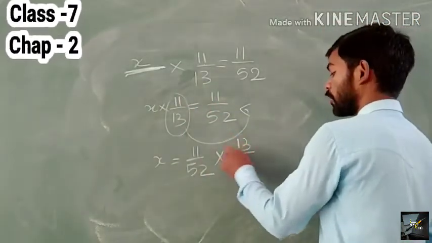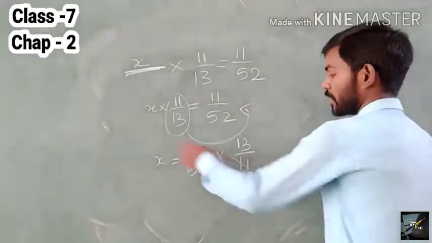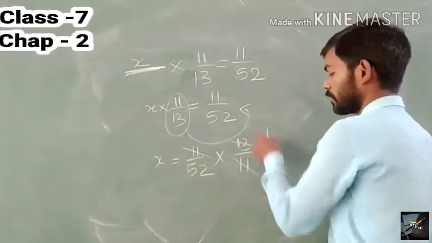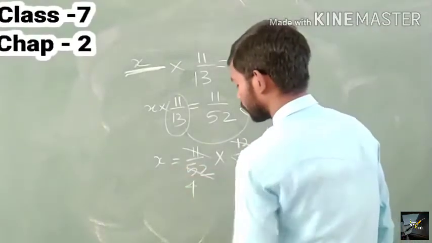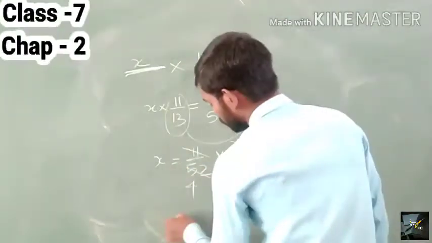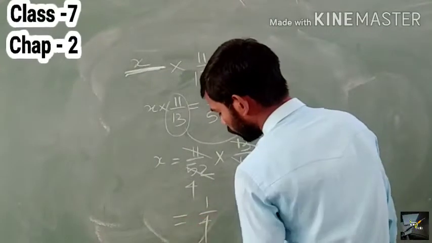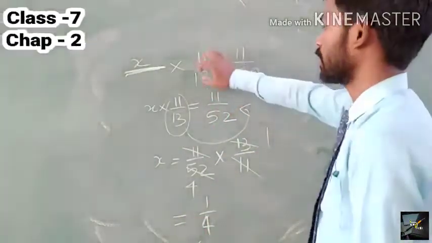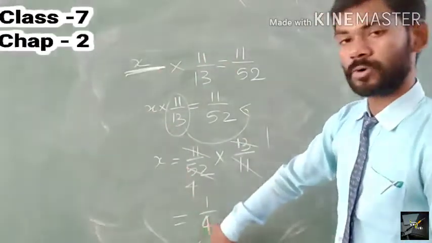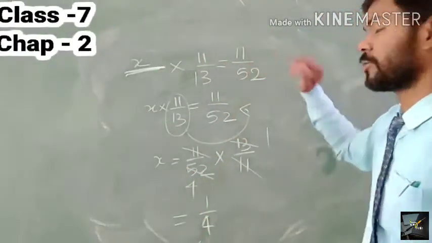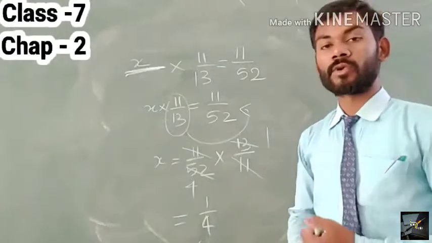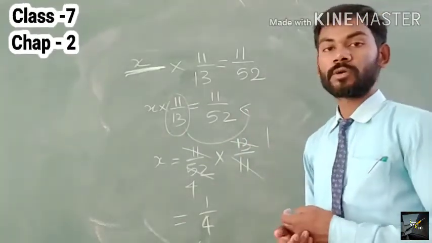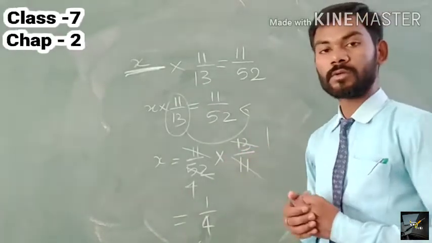Now we can see that 11 and 11 cancel out, 13 ones are 13 and 13 fours are 52. So here we get 1 upon 4. Therefore, when we multiply 11 by 13 by 1 by 4, then we get the result as 11 upon 52. Okay, so in this way we can solve the question. I hope that it is also clear.